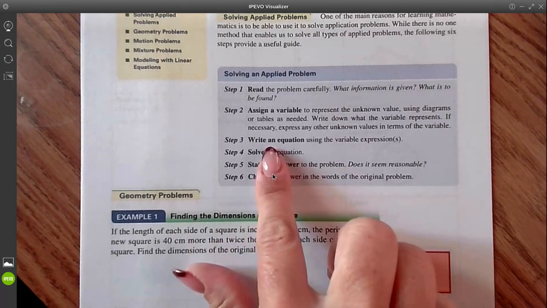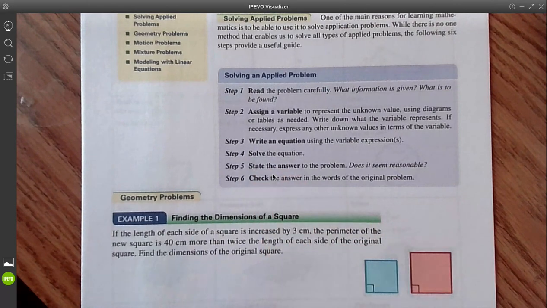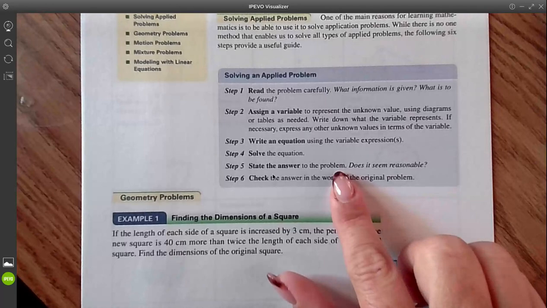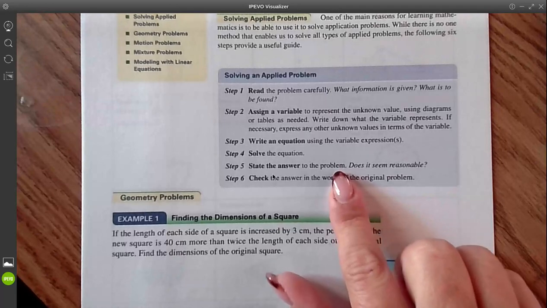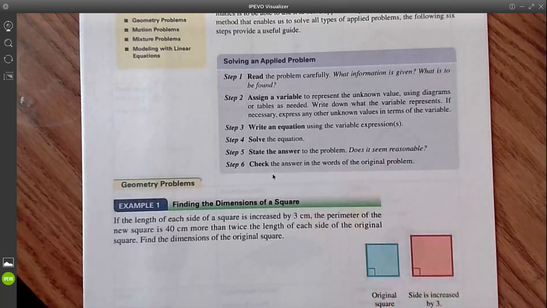It needs to be a quantity. Step 3, write an equation. Sometimes there's more than one equation that can be written, and you'll need to work with the 2 equations together to get things solved. Step 4, solve. Step 5, state the answer. Make sure you're using correct units. Check to see if it seems reasonable. And then step 6, check the answer in the words of the original problem. And that's, again, for me, kind of like make sure it makes sense.